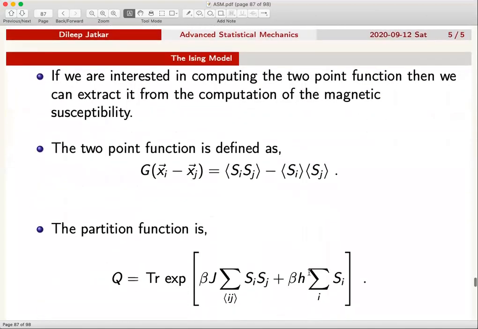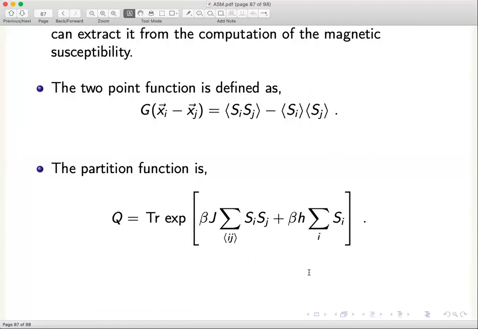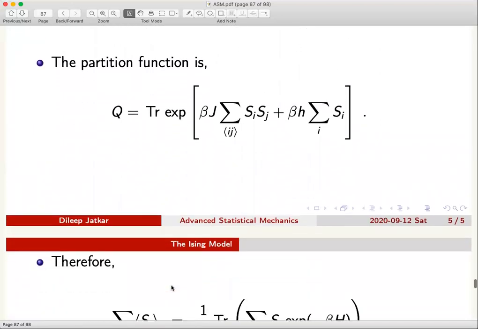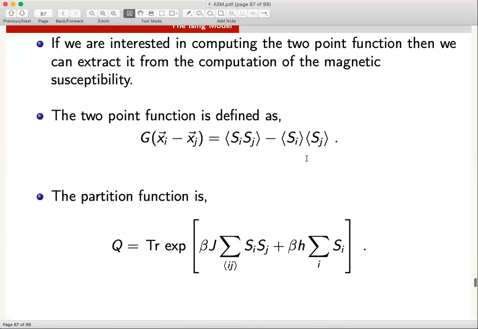So let's write down the partition function of the system. This is the usual structure. Remember, the Hamiltonian was minus J times the sum of Si Sj, minus h times the sum of Si. So there is no minus sign when you write down the e to the minus beta H. Good. So what we want to compute while doing this is to compute these quantities first.